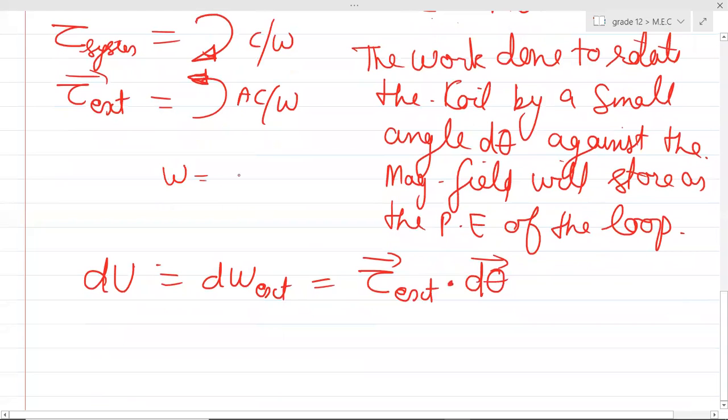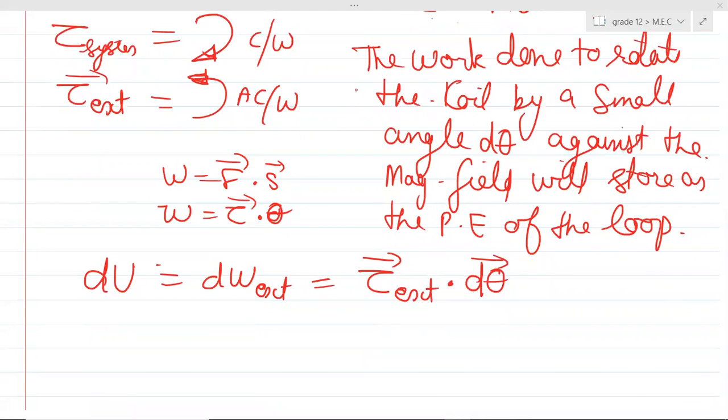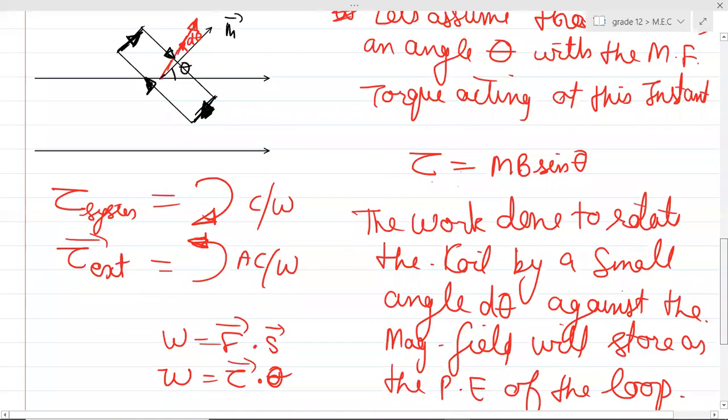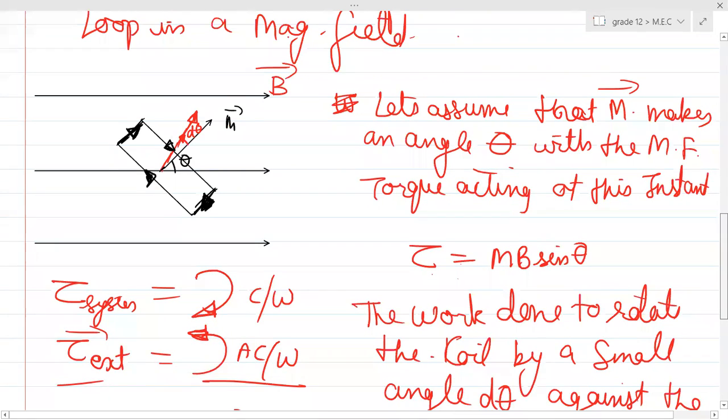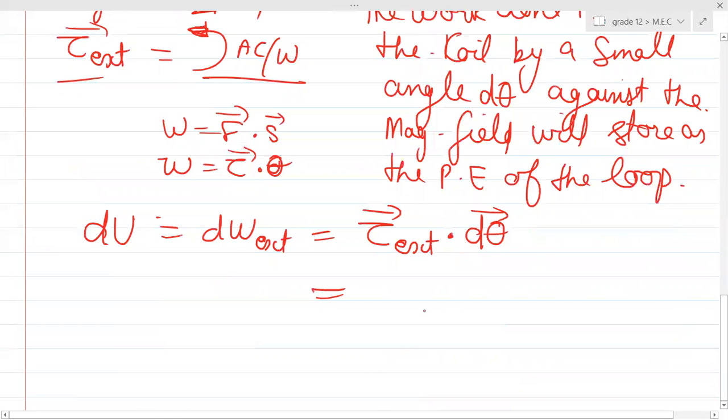Work done is equal to F dot S, and in angular terms the work done is basically tau dot theta. So anyways, we wrote it like this. Now see over here, guys. Can you see the external torque is anti-clockwise? Even you are moving it anti-clockwise, so hence the angle between them is 90 degrees.